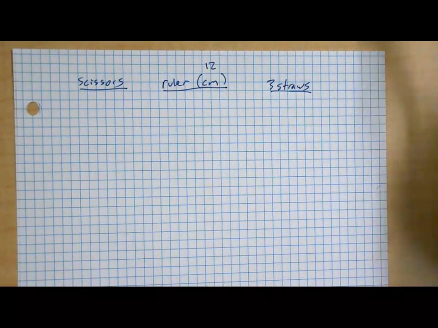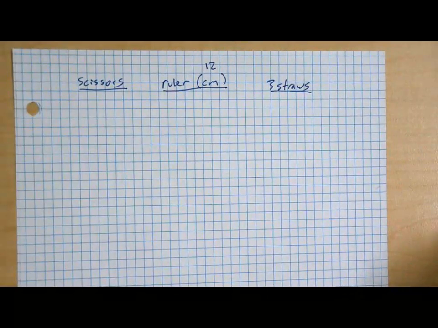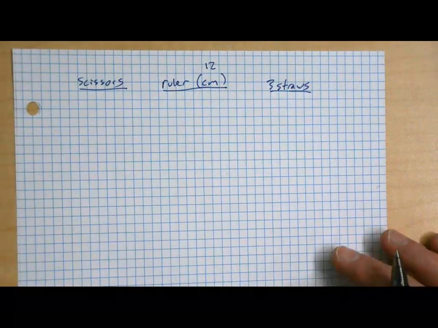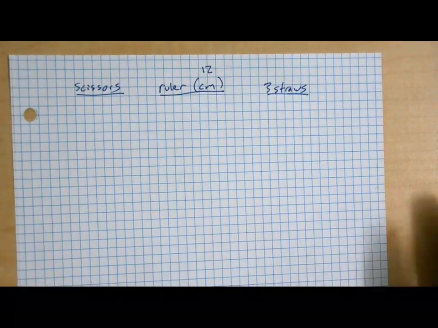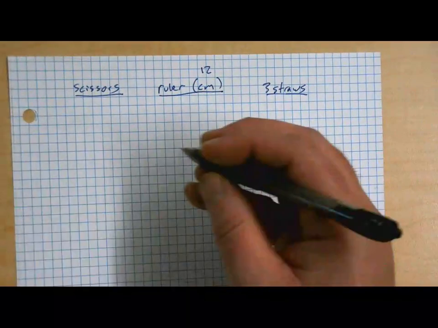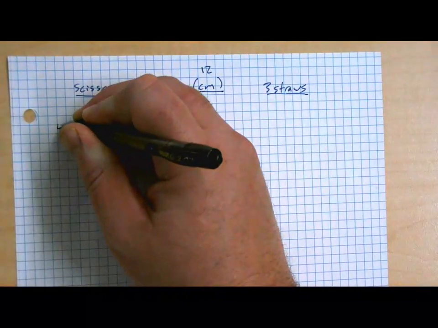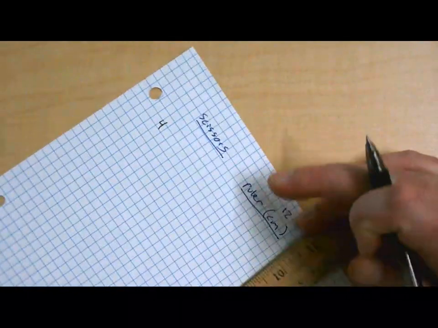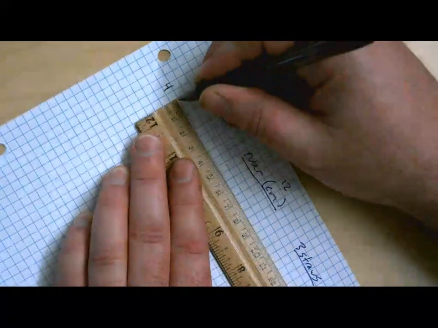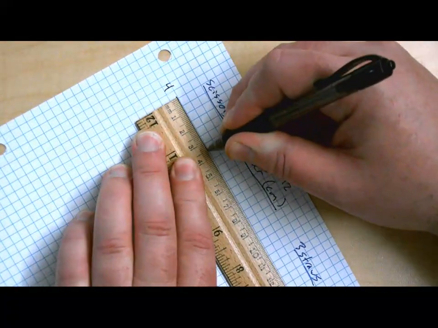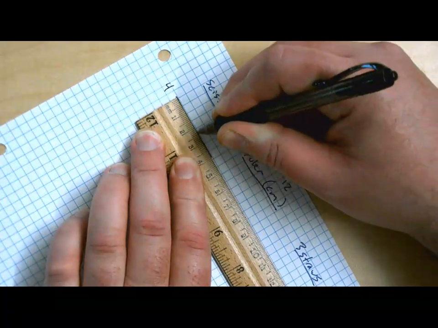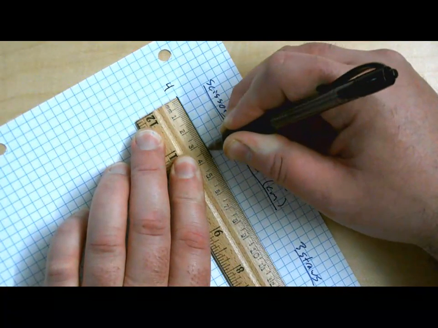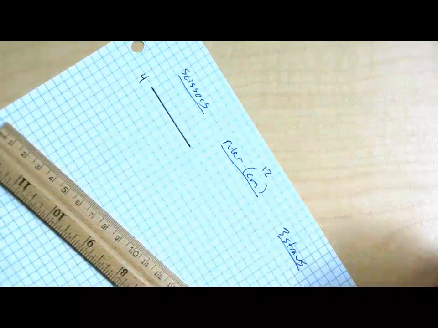Here's what I need you to do with your scratch paper. We are going to draw 5 line segments on your scratch paper. The first one is going to be 4 centimeters long. So write down the number 4, and then right next to it, grab your ruler and draw me a line segment that is 4 centimeters long. Try to be as precise as you can when you do this.